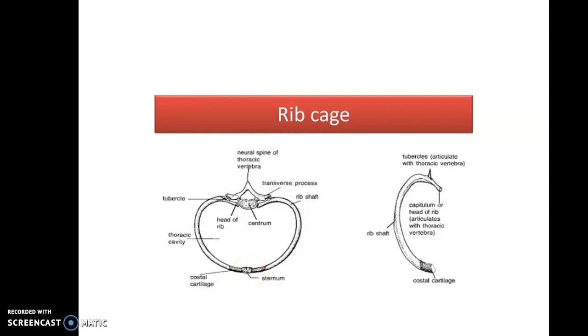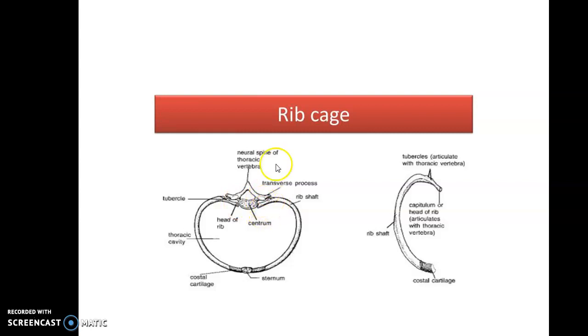The first 8 pairs are double headed, that is, there is a tuberculum and a capitulum, while the remaining ones have just one head, that is, they do not have the tuberculum, and only have the capitulum. So what is tuberculum and capitulum? The head region has two parts: there is a tubercle and a capitulum.